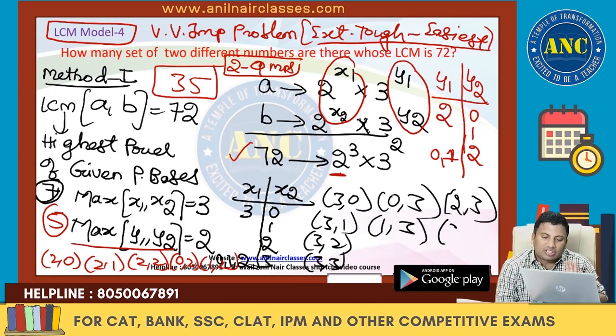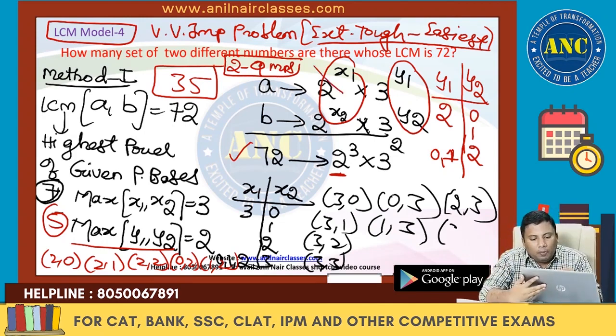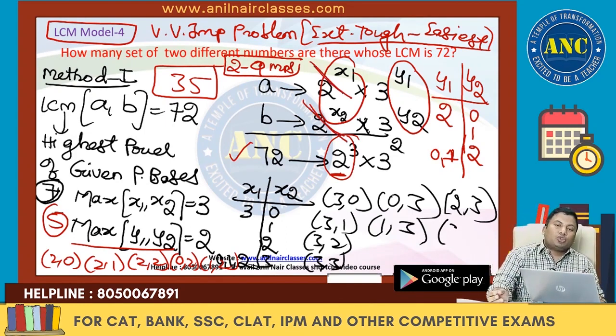LCM takes the highest power. x1, x2. If x1 is 3, x2 is 0, 1, 2, 3. Think logically. 2 power 3 to 2 power 0, highest is 2 power 3. 2 power 3, 2 power 1, highest is 2 power 3. 2 power 3, 2 power 3, highest. So total 7 into 5, it is 35 cases. That was the traditional method, bookish method, step by step method, long method.